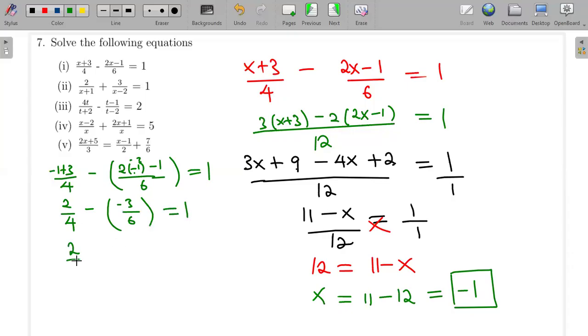So this will be 2 over 4. Negative and negative give me positive, 3 over 6 is equal to 1. If I divide by 2 there, 2 over 4 is 1 over 2, plus 3 over 6 is 1 over 2. So this is just going to equal 1. And we see that it's correct because half plus half gives you 1. So this answer there is correct.